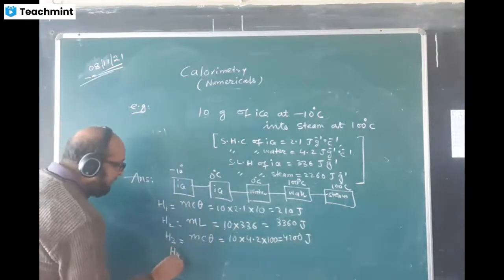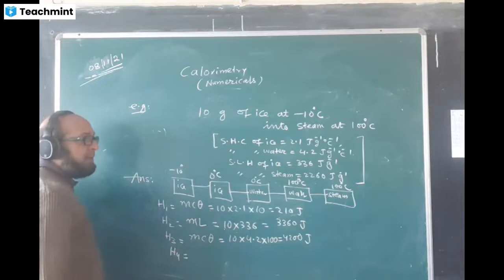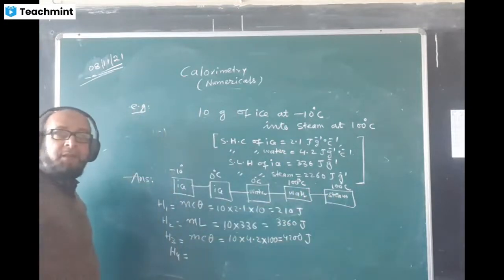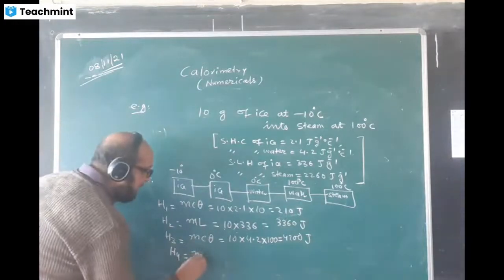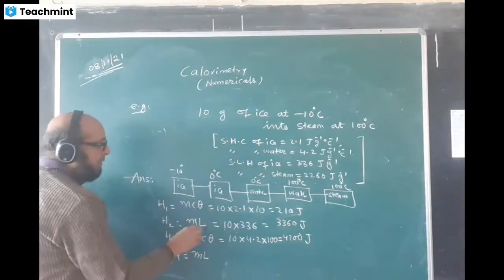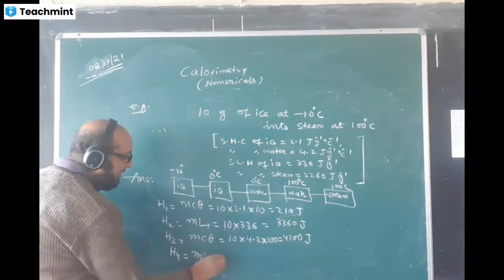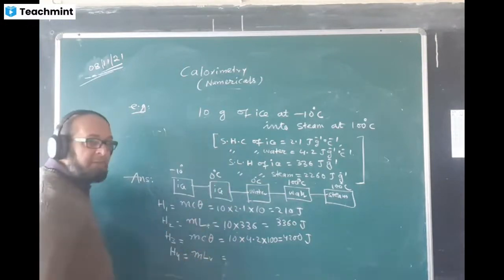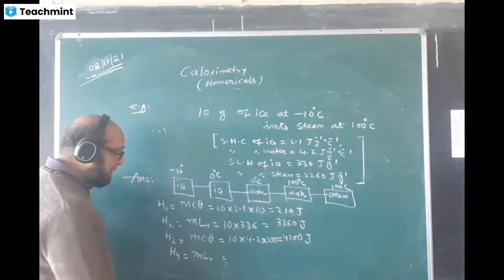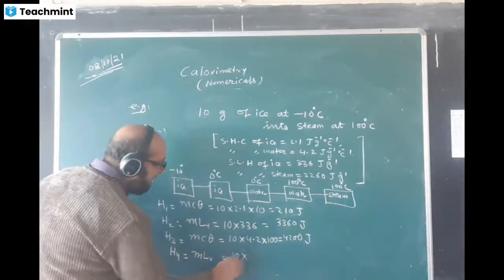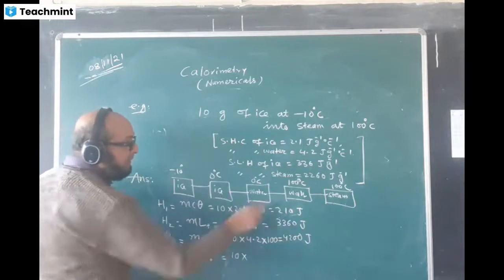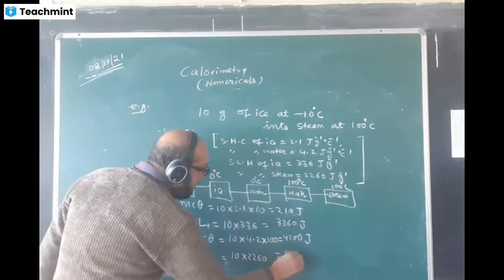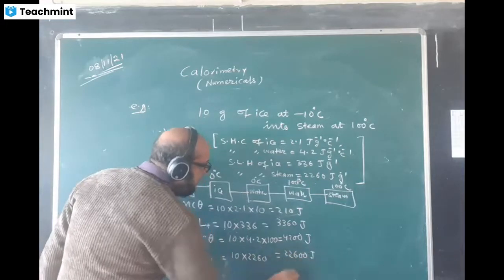Last part now, H4. What is the heat required in the fourth part? Which formula? ML or MC theta? ML. Change of temperature is not there. Here you can add ML of fusion, and here you can add MLV, vaporization, because here the vaporization is taking place. Fusion is melting taking place. Mass is 10. What is the latent heat of vaporization of steam? Value given 2260. The answer will come 22600 joule.